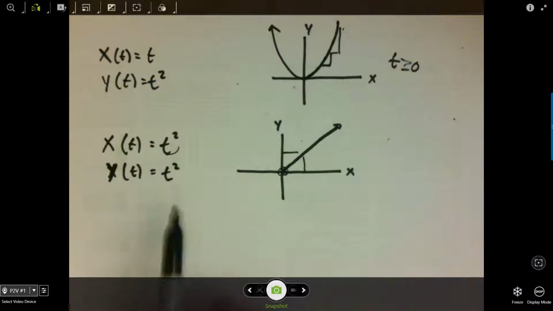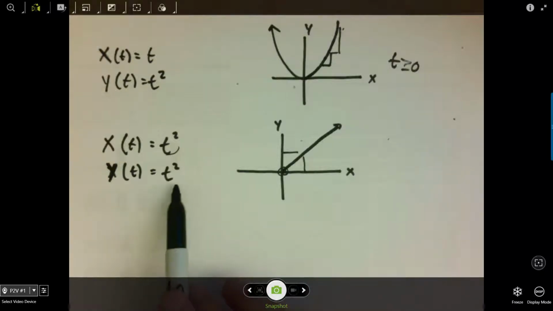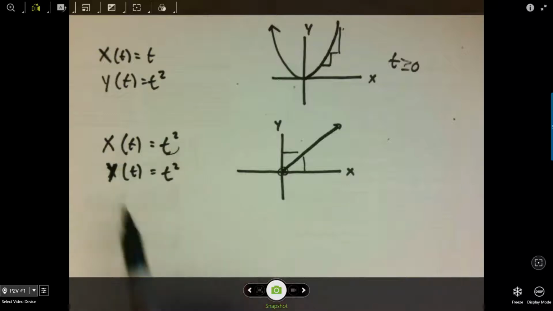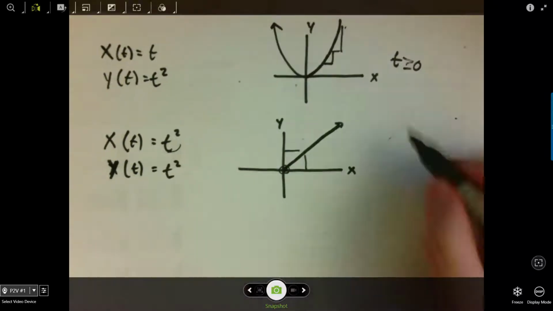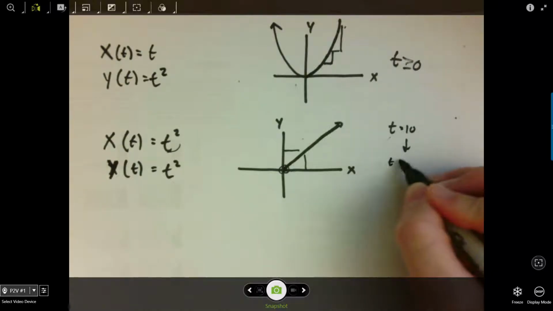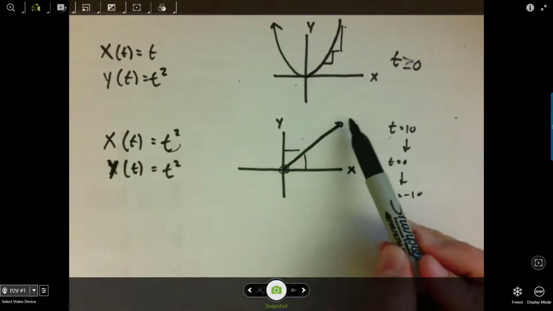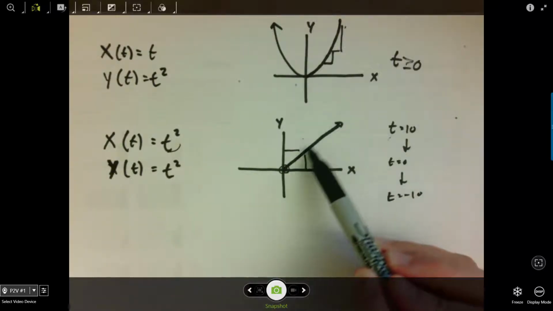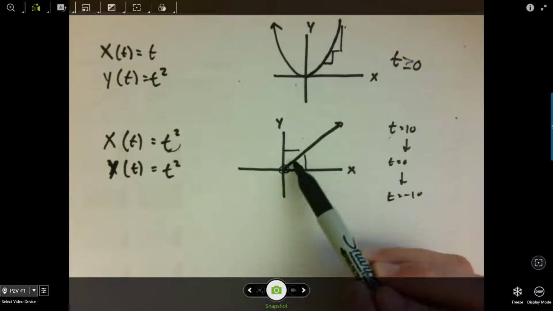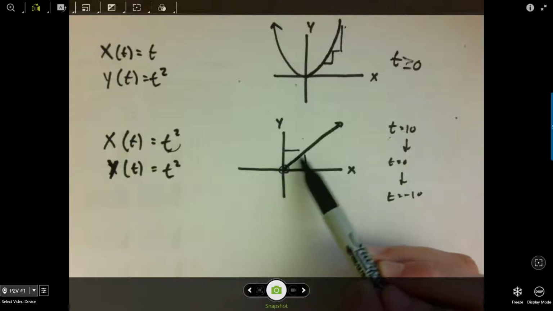This is a case where I've actually drawn the complete graph for all values of t. Because think about what happens when you plug in negative values for t. When you square them, it still gives you positive values for x and y. So if I was going to graph what happens as t starts at 10 and then goes down to 0 and then continues down to negative 10, I'd have a point out here that comes and then decelerates as it approaches the origin, touches on the origin when t equals 0, and then accelerates back away again.